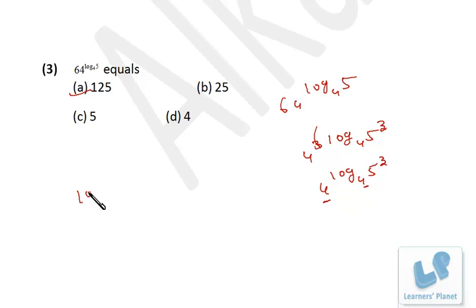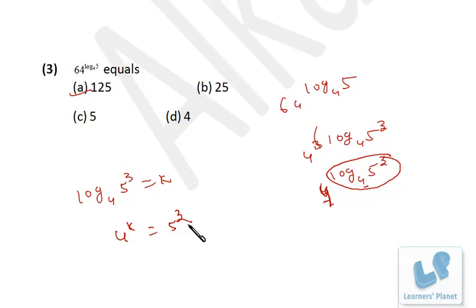I assume log 4 5 cube to be k, right? That means 4 raised to k is 5 cube. So now here this 4 raised to, this is actually k. So 4 raised to k is 5 cube. Okay, so we are left with 5 cube. So if this and this is same, you are left with this. So that's 125. Okay.